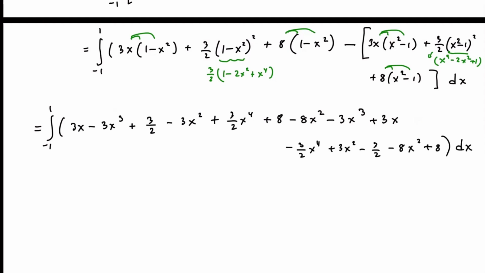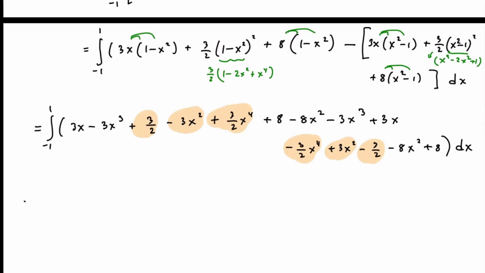All right, let's clear things up. If you look at it closely, you'll see that things will start to cancel. For example, this one and this one, they cancel each other. Then 3/2 and negative 3/2. Then we have this one and this one, so they also cancel each other out. Okay, so looks like the rest of the terms are going to combine.